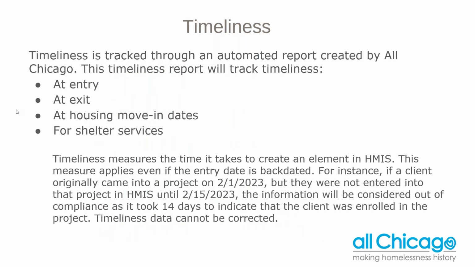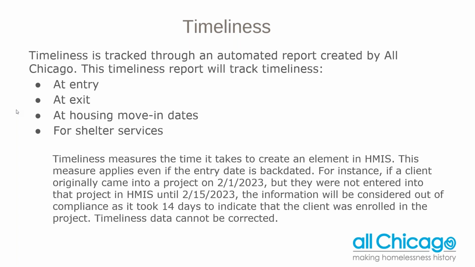The final piece will be timeliness. Timeliness is tracked through an automated report created by All Chicago. This timeliness report will track timeliness at entry, at exit, at housing moving date, and for shelter services. The timeliness measures the time it takes to create an element in HMIS. This measure applies even if the entry date is backdated.